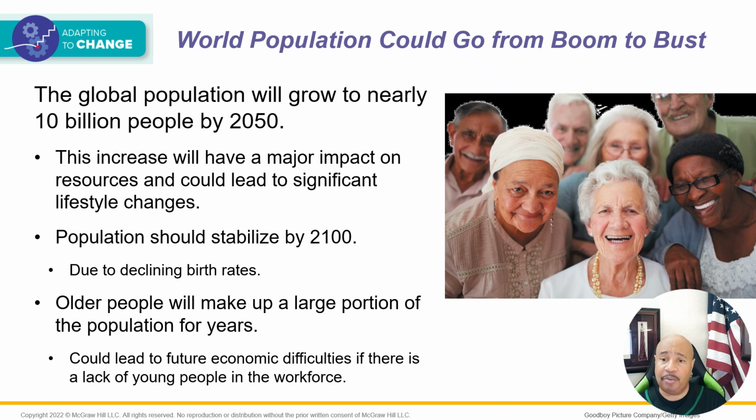We see that, especially in Japan. This also could lead to future economic difficulties if there is a lack of young people in the workforce. Now, what does that mean to you? That means these are innovative, young, sharp, teenage to 20-year-old to 30-year-olds who have a great deal of imagination on how to regrow the economy. That doesn't happen if you have nothing but older or elderly people running the country. Something to think about.